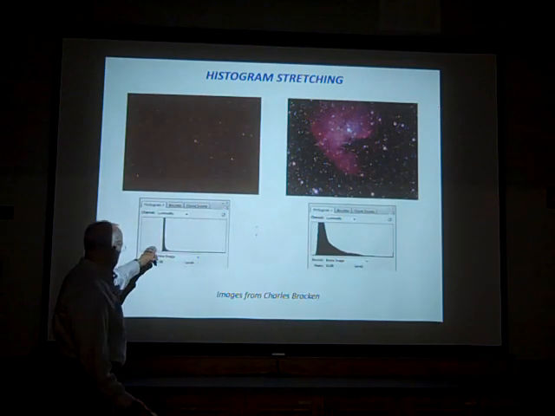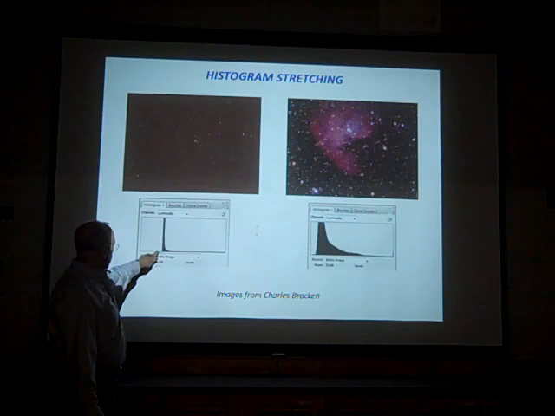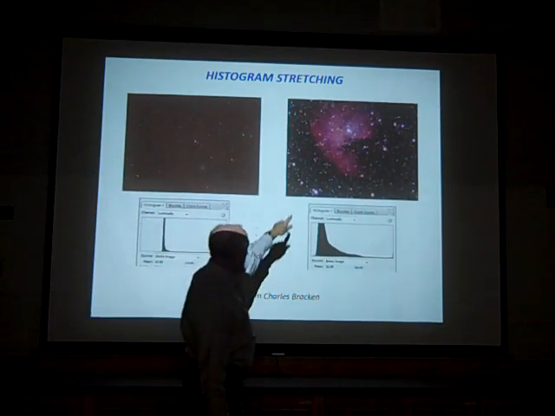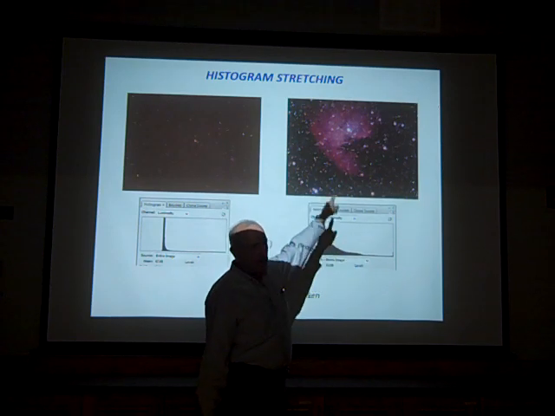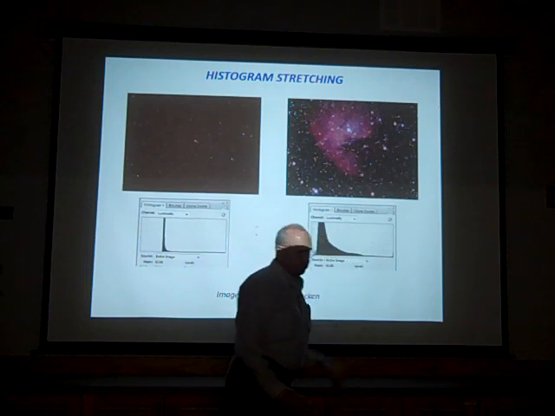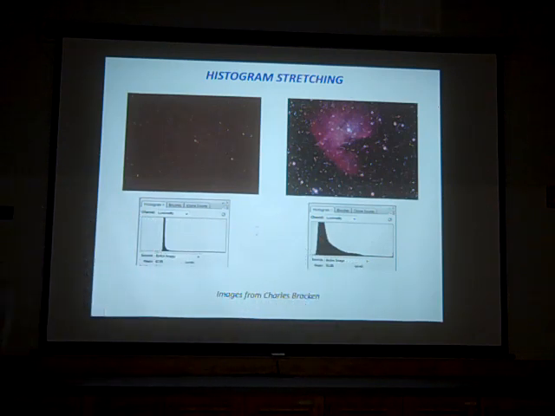This is referred to as setting your black level and your white level. This is what we have after stretching. And this is what the histogram looks like after it's stretched. Huge improvement. Yes. Fantastic improvement. Yeah, you can see the darn thing.